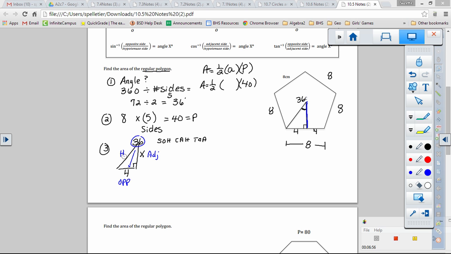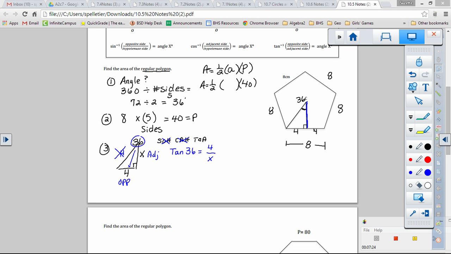So I have no information about my hypotenuse, so I can cross it out. I have opposite and adjacent. So this one has a hypotenuse in it, so I can't use it. This one has a hypotenuse in it, and I can't use it because I don't have any information about the hypotenuse. So I'm going to use the tangent. So you set up your equation like this. The tangent of the angle, so the tangent of 36, is equal to opposite over adjacent.